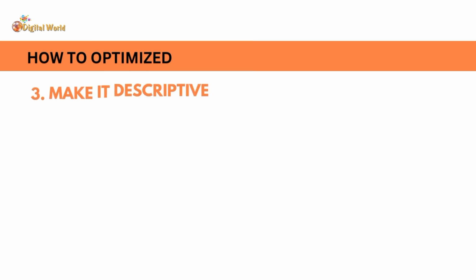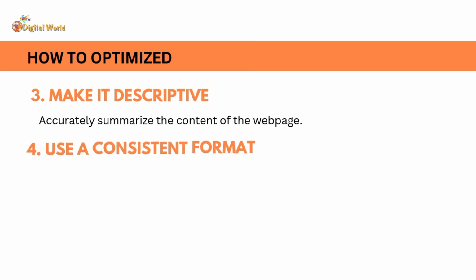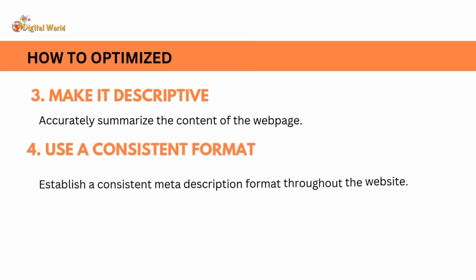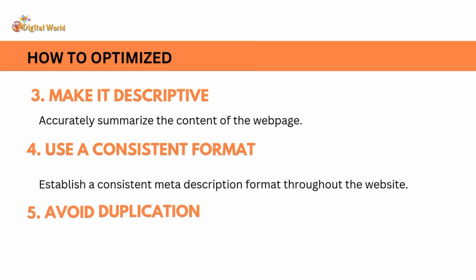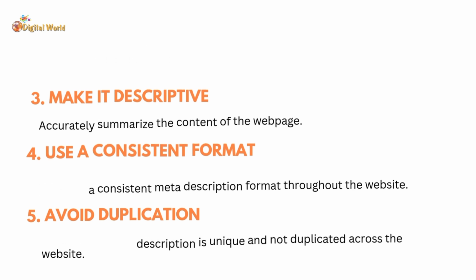Number 3. Make it descriptive. Accurately summarize the content of the web page. Number 4. Use a consistent format. Establish a consistent meta description format throughout the website. Number 5. Avoid duplication. Ensure each meta description is unique and not duplicated across the website.